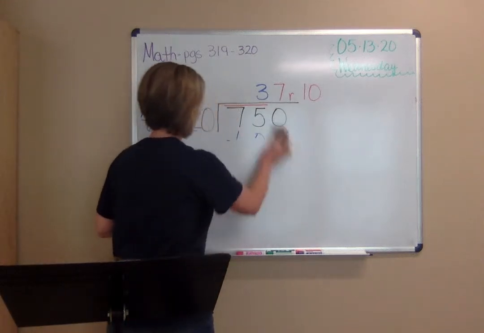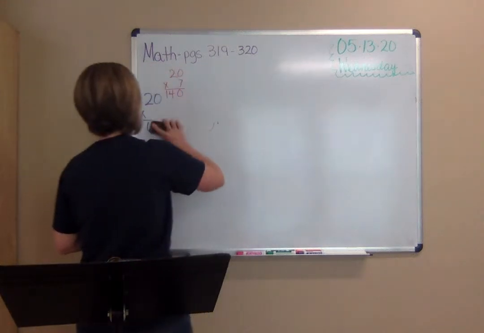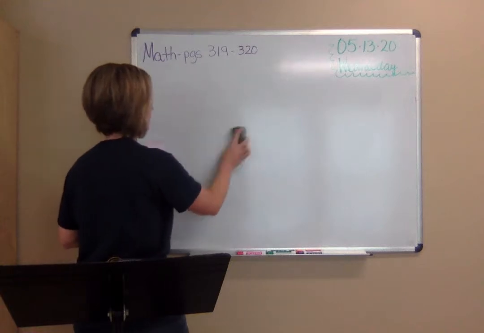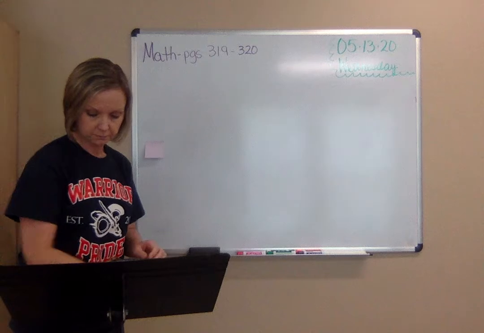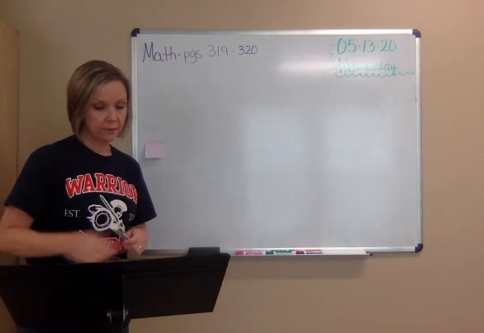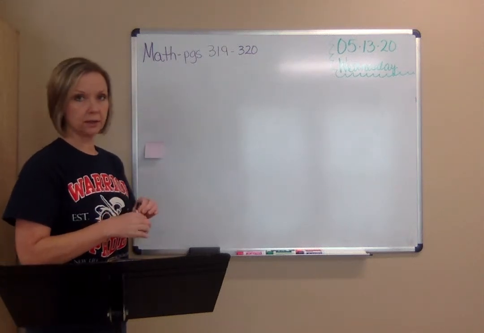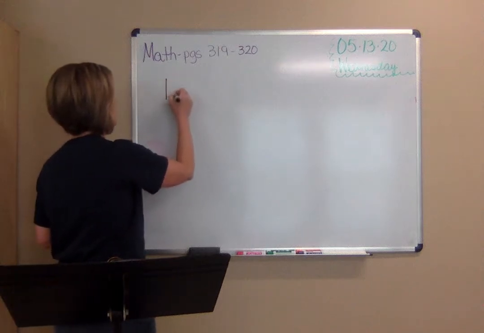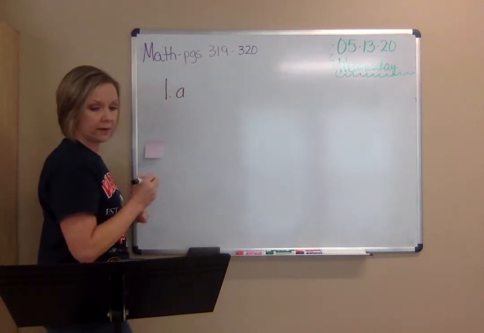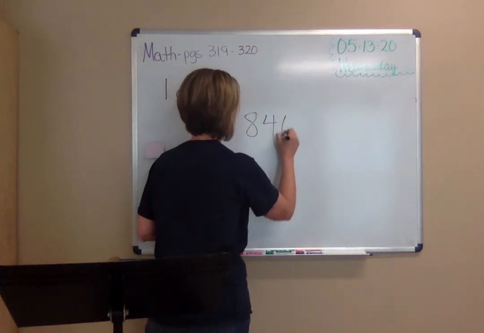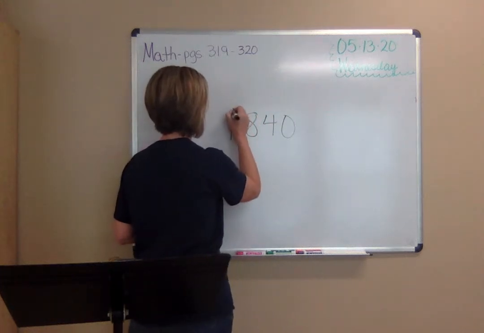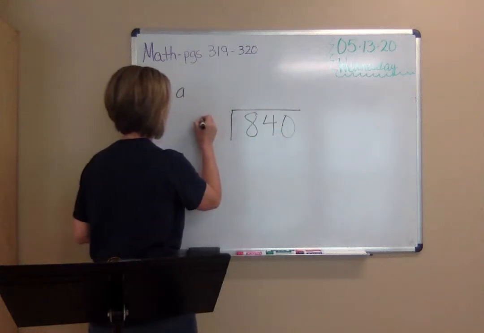Give me just a second to get all of my information put up here. I'll try to move quickly. Number 1 is divide and check. So this is 1A. You have 840 divided by 20.